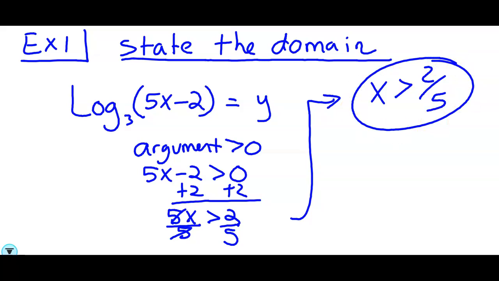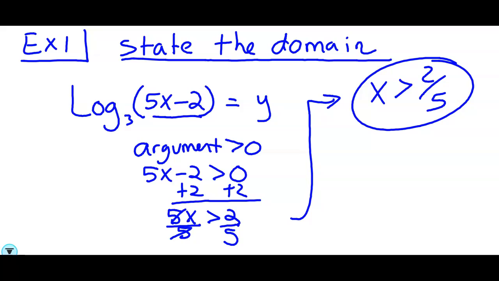X can be anything greater than 2/5. Anything less than that is going to make your argument come out to be a negative number or 0, and that's not allowed to exist for a log function. So that's what we mean by find the domain. Pretty straightforward, not too bad actually. So when you're asked to find the domain, all you do is you take the argument, set it greater than 0, and solve. Okay?